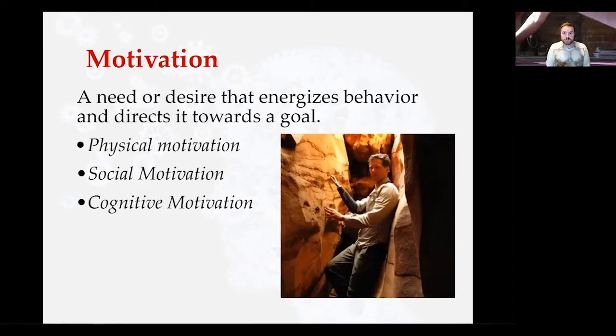The image you see here is one of Aron Ralston. Aron Ralston found the motivation to cut his own arm off when he was trapped in between two rocks in Utah in 2003. What do you think motivated him to do this? Was it hunger? Was it a drive to survive? Was it the drive to reproduce? Or was it some other drive? What do you think?